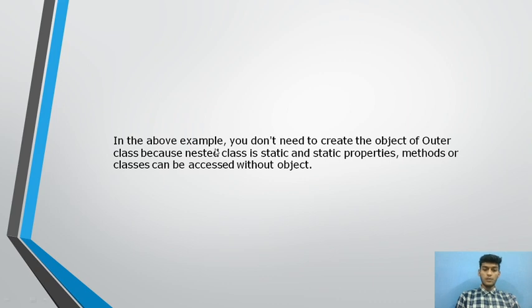In the above example, you don't need to create the object of the outer class because the nested class is static, and static properties, methods or classes can be accessed without an object.